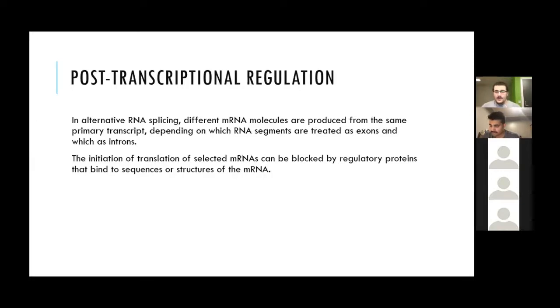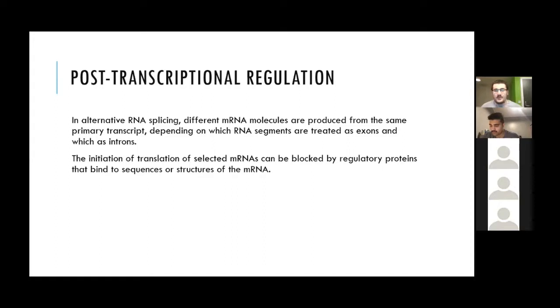So what does that mean? That means you have specific molecules or proteins that can either bind to the AUG, the start of the mRNA, and block its translation, or bind to the ribosome and cause changes in the ribosome so that it does not allow it to translate the mRNA. So it's also very variable in this situation as well.